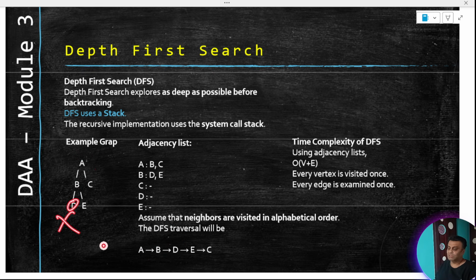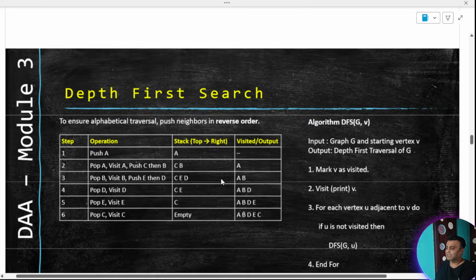I can't go this way. So I will backtrack, go to the right and take E. Then go back, these are all visited, so go to the right now, take C. That is your depth first search. What did we do? We visited all the nodes and we visited all the edges. That's why this will also have an order of V plus E as the time complexity.